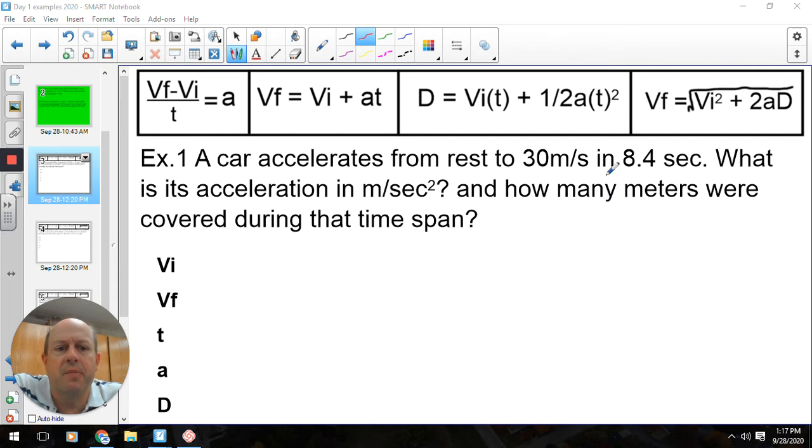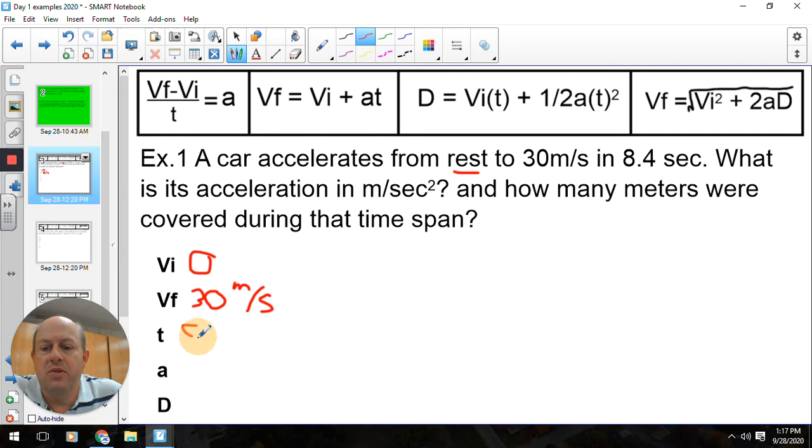So for this example, our car is accelerating from rest. So since we're from rest, we know VI is going to be 0. And it reaches 30 meters per second, and it does so in 8.4 seconds. So these would be the things that we know, and then what we're trying to solve for is the acceleration and the distance.